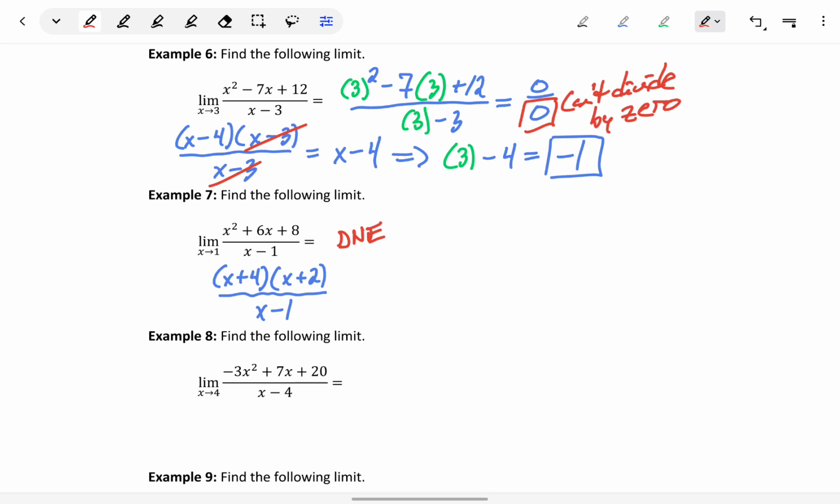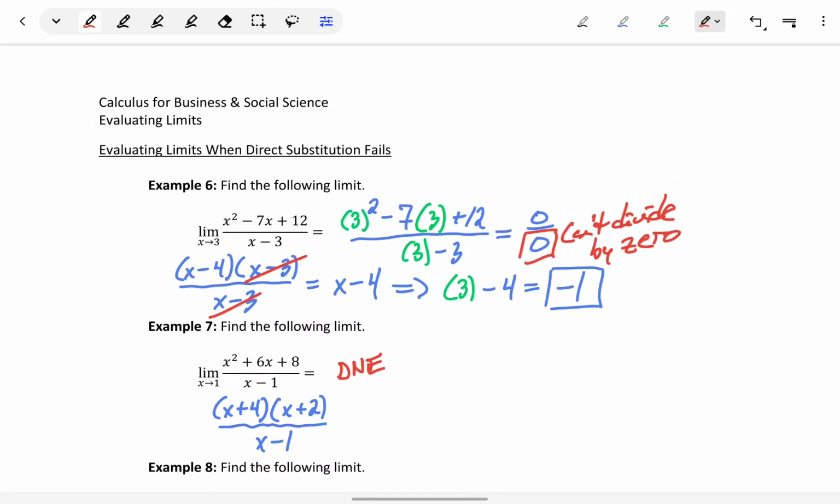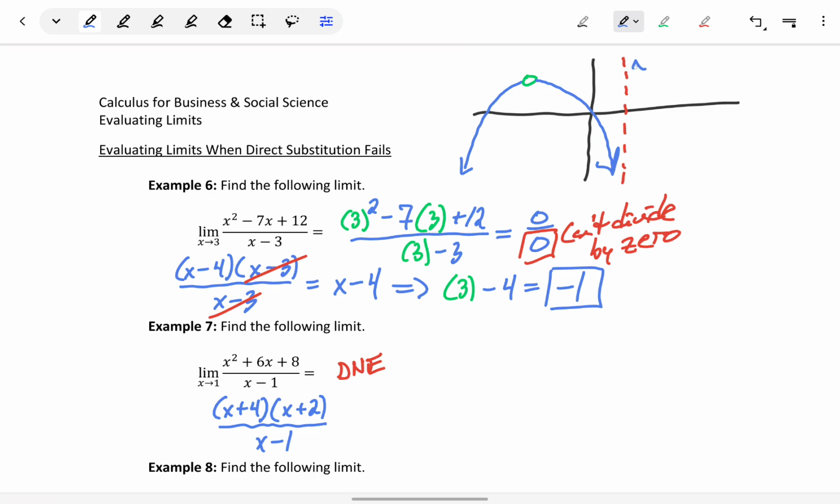In addition to in example 6 finding that limit exists, and in example 7 finding that limit doesn't exist, we can classify or describe what's going on with our function at those points. If we consider a rational function, just to draw an arbitrary one here, with some of the behavior that a rational function could demonstrate. There are two different types of behaviors that can occur whenever a rational function is undefined. Either we have a hole in the graph, or we have a vertical asymptote.